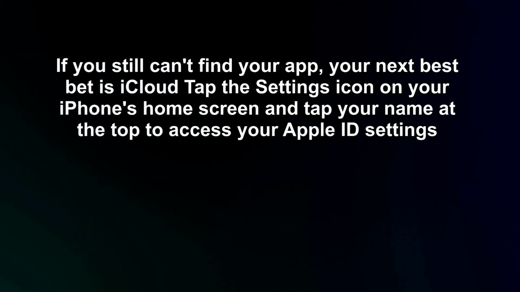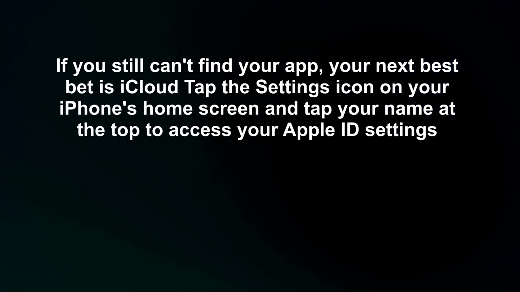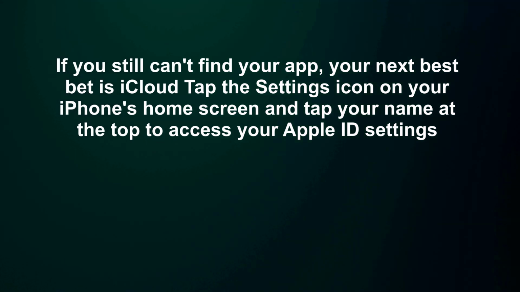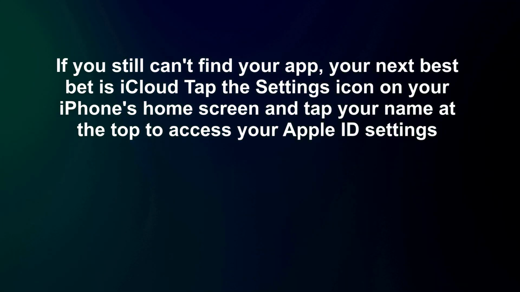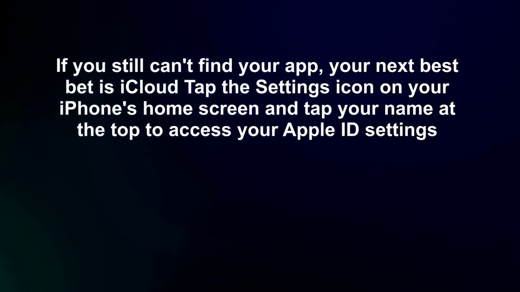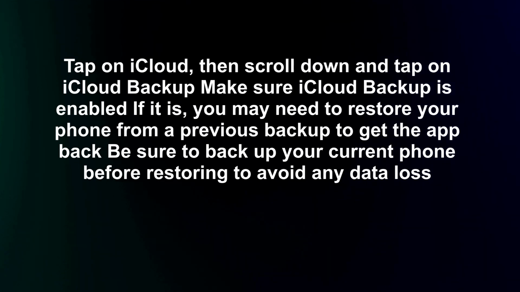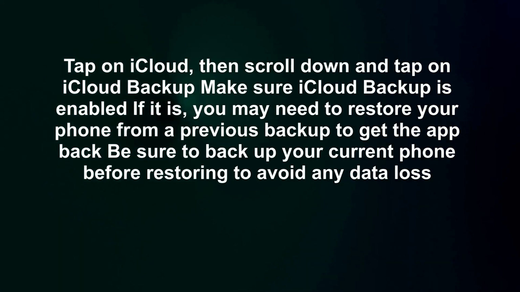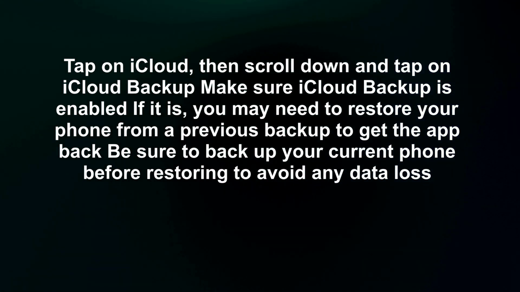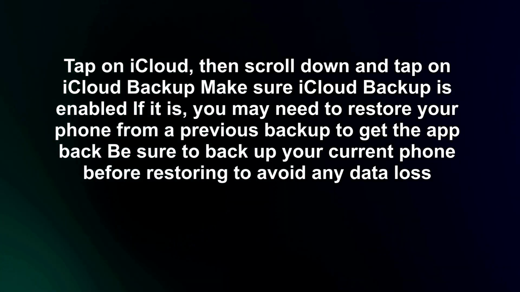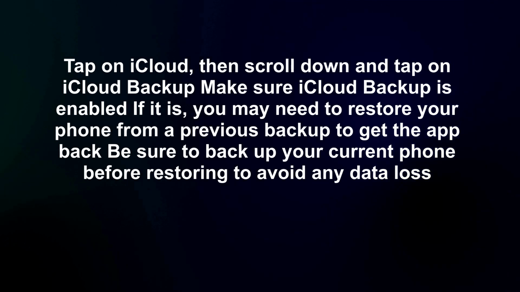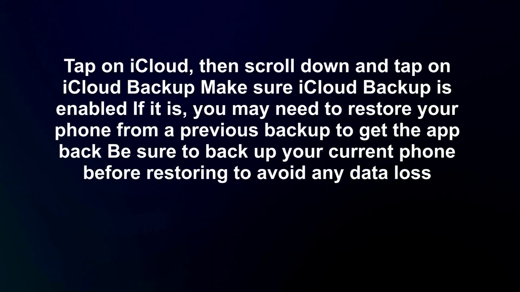If you still can't find your app, your next best bet is iCloud. Tap the settings icon on your iPhone's home screen and tap your name at the top to access your Apple ID settings. Tap on iCloud, then scroll down and tap on iCloud Backup. Make sure iCloud Backup is enabled. If it is, you may need to restore your phone from a previous backup to get the app back. Be sure to back up your current phone before restoring to avoid any data loss.